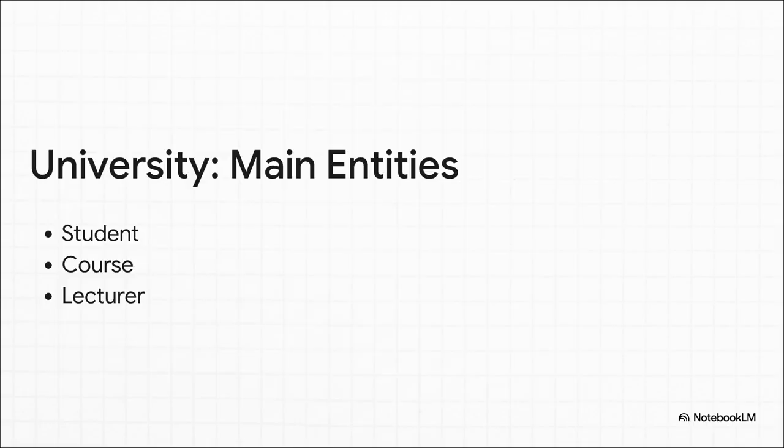For this explainer, let's pretend we're building a simple database for a university. What are the most important things we need to track? Well, students obviously, courses, and lecturers. These three are our main entities, and on our blueprint, we're going to draw each one as a simple rectangle.